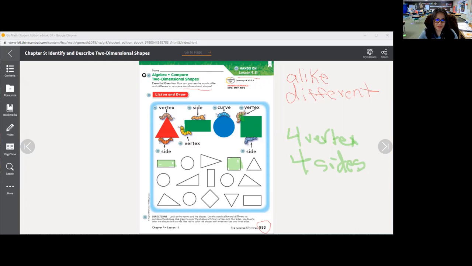Good job. Beth, does this one have 4 sides and 4 vertex? Yes or no? Curve. Nope, it doesn't have it, right? It only has curve. Good job, honey. All right, the next person is going to be Sadie. Does this shape right here have 4 sides and 4 vertex? No. No, it does not. Good job. We are moving on, right? All right, this right here. Does this shape have 4 sides and 4 vertex? Emilio.